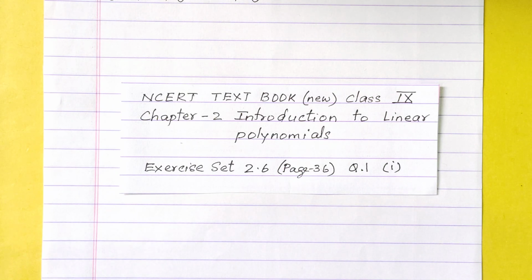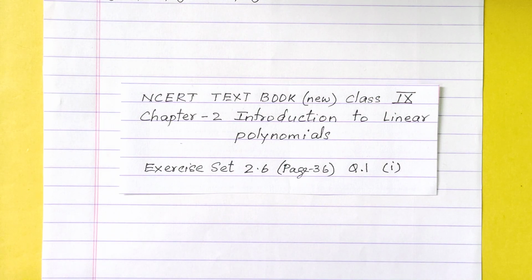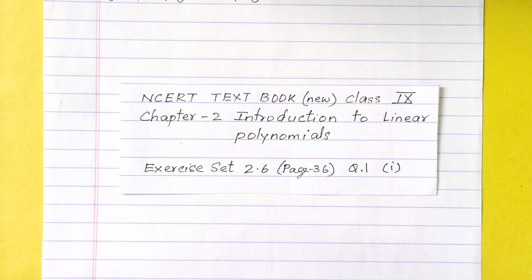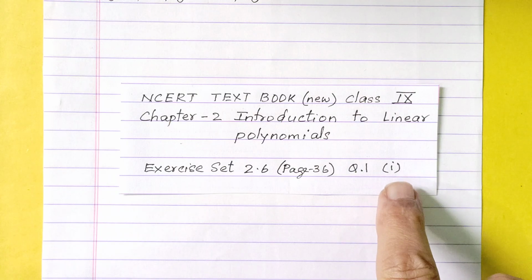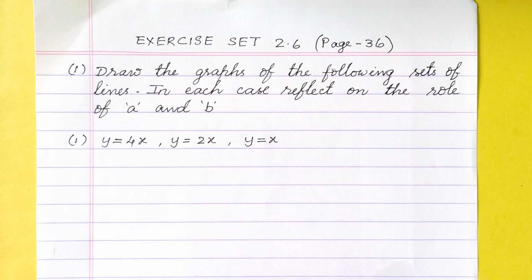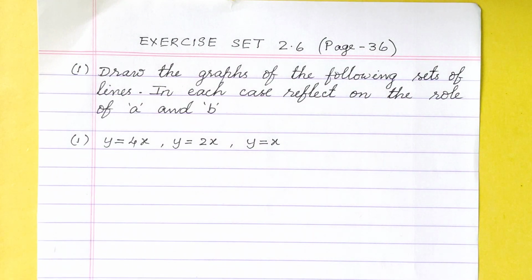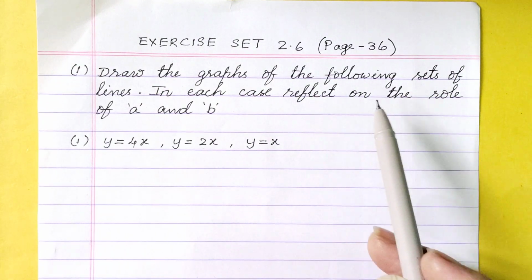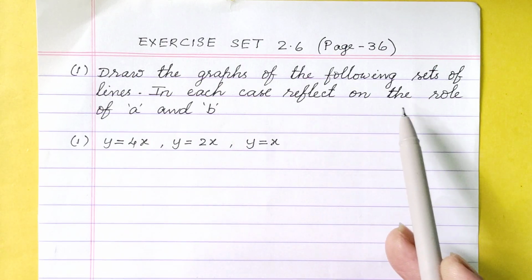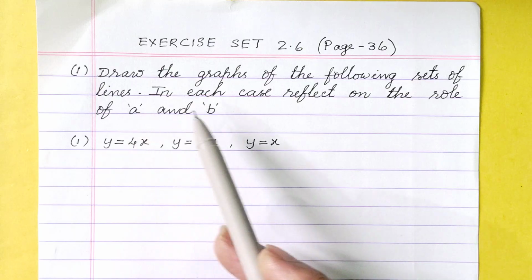In this class, we'll solve sums from NCERT textbook, class 9, chapter 2, Introduction to Linear Polynomials, exercise set 2.6, question 1, part 1. So the question says, draw the graphs of the following sets of lines. In each case, reflect on the role of A and B.